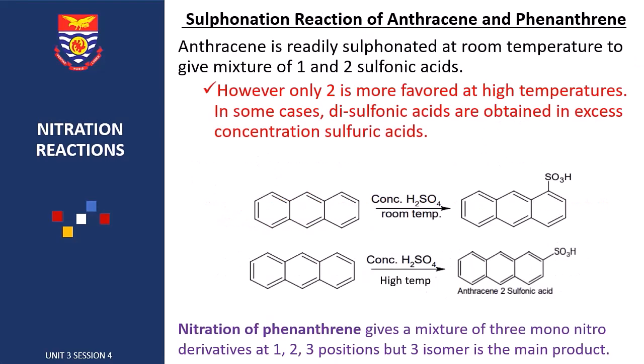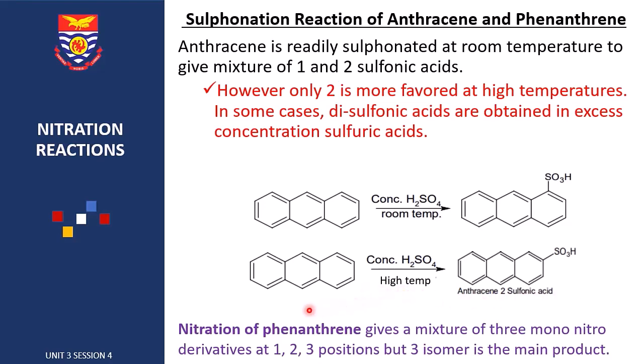Next is to briefly look at sulfonation reactions of anthracene and phenanthrene. Anthracene is readily sulfonated at room temperature to give a mixture of 1 and 2 sulfonic acids. However, at high temperatures, the sulfonic acid derivative at carbon number 2 on anthracene is produced. So when we are more interested in producing the derivative with the sulfonic acid attached to carbon number 2 on anthracene, high temperature is preferred.